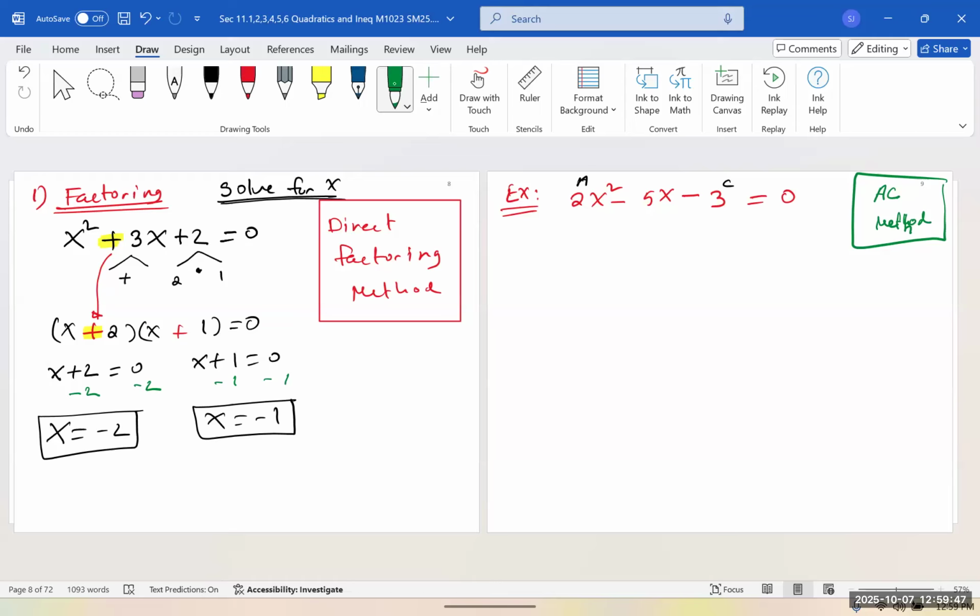The correct way of doing the AC method is a little bit longer. What you do is you multiply A and C. That's why it's called the AC method. So if you multiply A and C, what do you get? -6, because our 3 is negative, right? And then you split the 6. Can you think of two numbers that multiply to -6 and combine to -5?